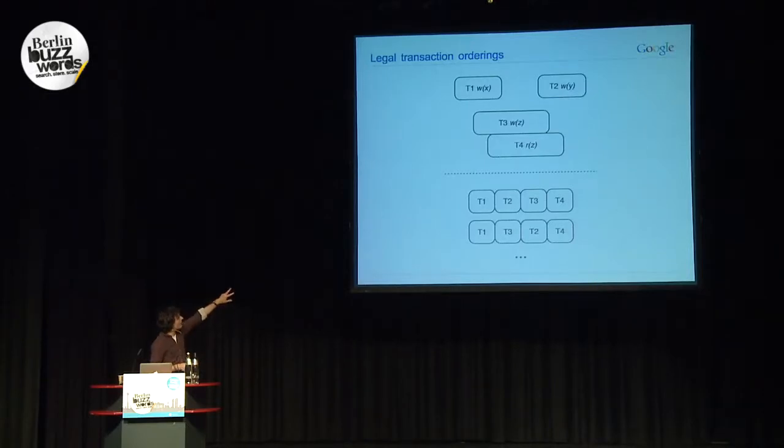And T3 and T4 have a traditional data dependency. T3 wrote Z, and then T4 read that value of Z. And so we also have to make T3 always happen before T4. But there's no relationship between the ordering of T3 and T4 and T1 and T2. These guys are concurrent, and this is where the performance of the system can come from, is leveraging its freedom to run transactions concurrently.